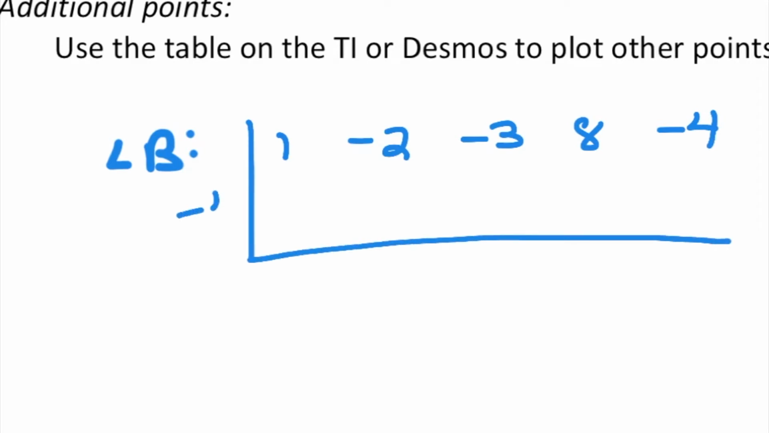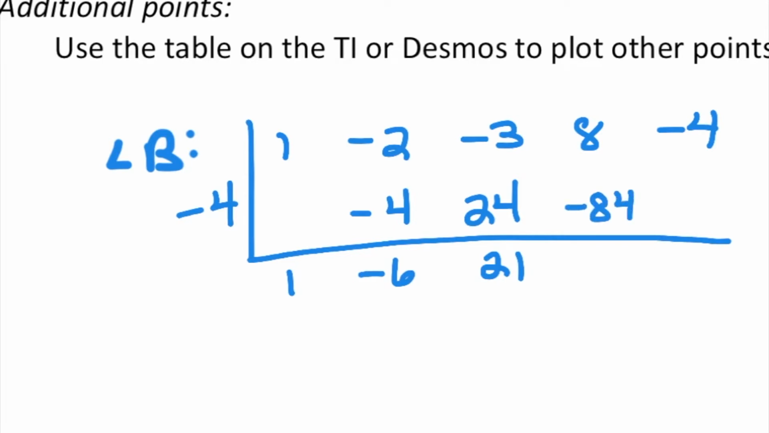And I'm checking for the lower bound at negative 4. Bring down the 1. 1 times negative 4 is negative 4. Negative 6 times negative 4 is positive 24. Plus negative 3 is positive 21. Positive 21 times negative 4 is negative 84. Am I going too fast for you?